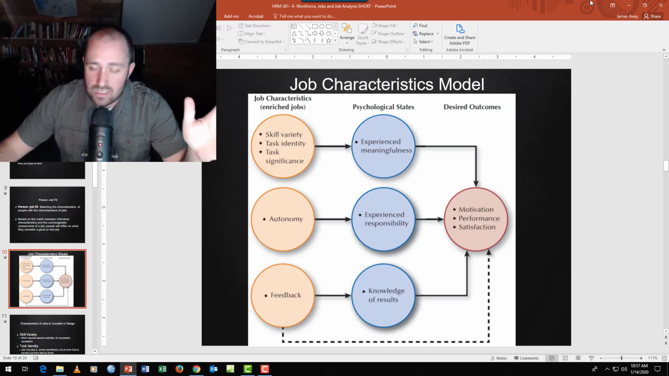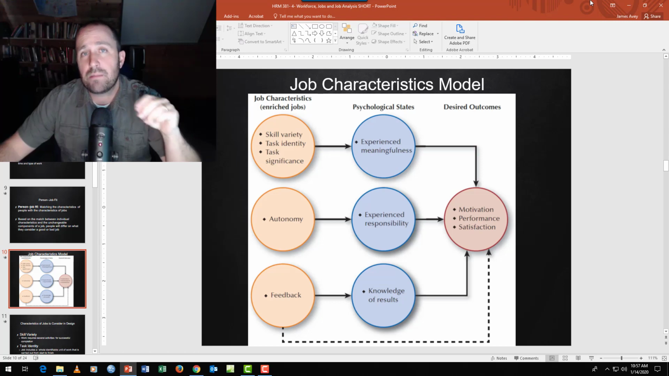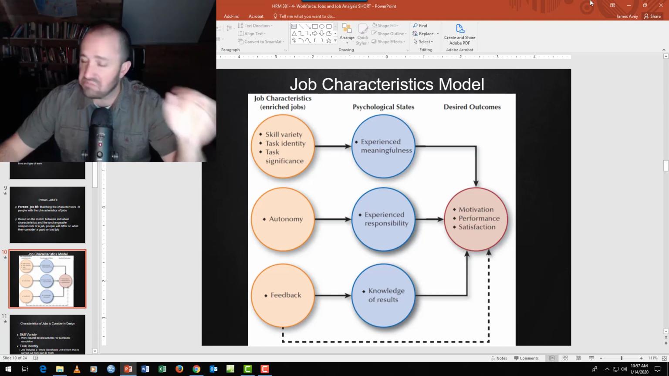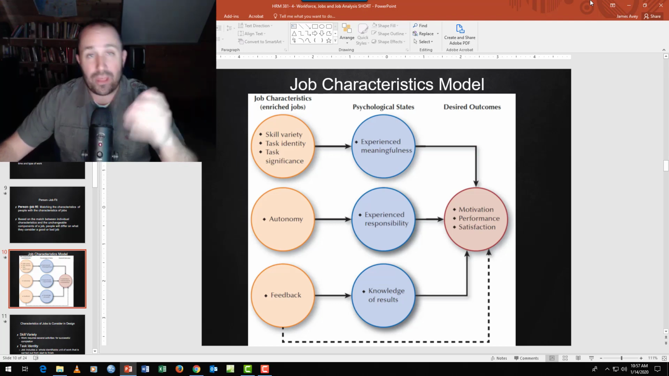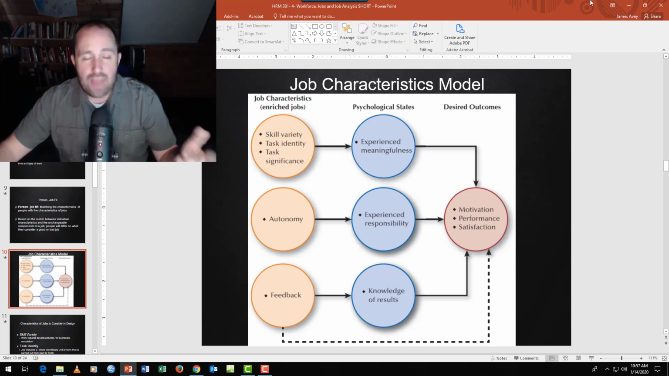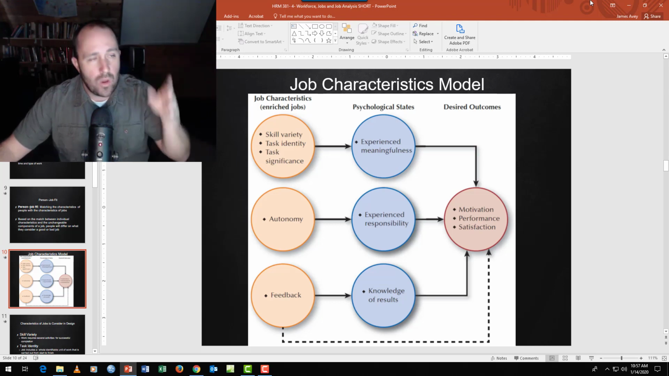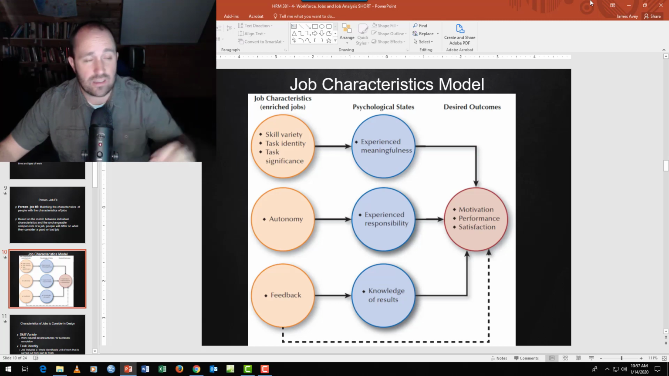So here is the voted number 2 most useful theory in management over 100 years. So this is still referred to often. It's taught in every textbook, and there's a reason for it. This one actually has both internal validity and external validity. It goes like this. Every job falls somewhere on a continuum with these 5 characteristics: skill variety, task identity, task significance, autonomy, and feedback.